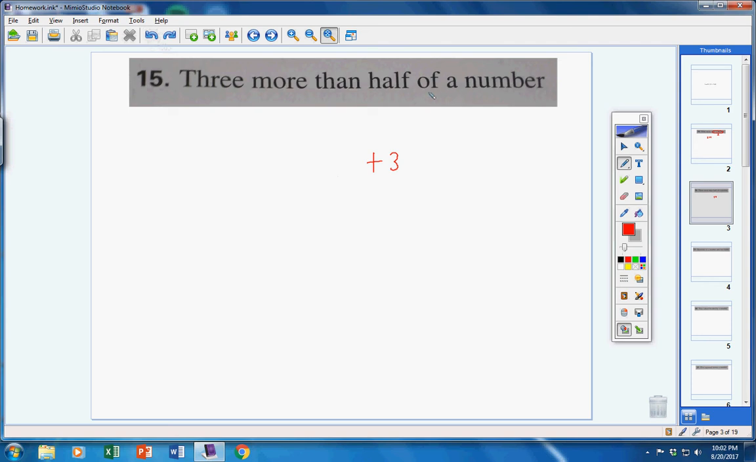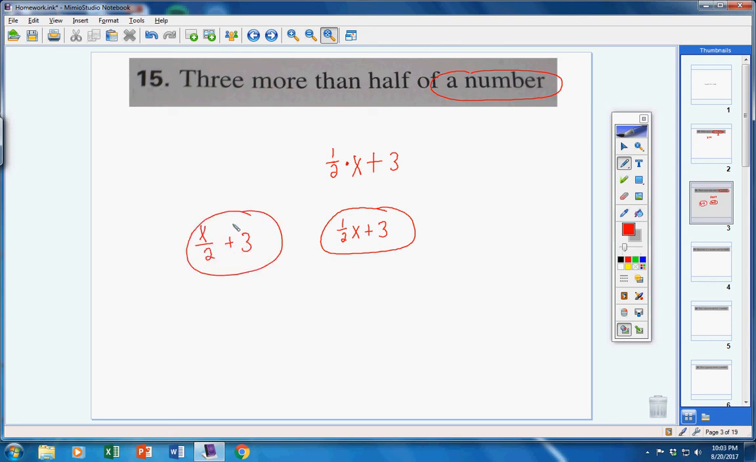Another way to do it is half. That means 1/2 of. That means multiply. Half of a number. A number is x. And 1/2 times x is just 1/2 x. So this is a great answer, and this is a great answer. Either one of those two is completely acceptable. Alright, moving on to number 17.